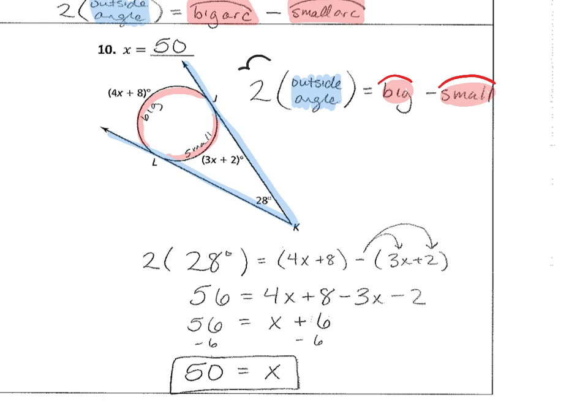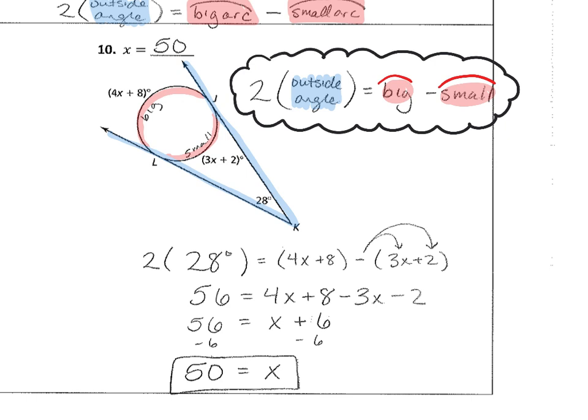I should see this written on your paper for each problem. I should see the formula you're using. That way I know you're using the correct one. But when I plug everything in, what is the measure of my outside angle? What's the number in that little crevice right there? 28. So the outside angle is 28 degrees. What is the measurement of the big arc? What does it say along the big arc?